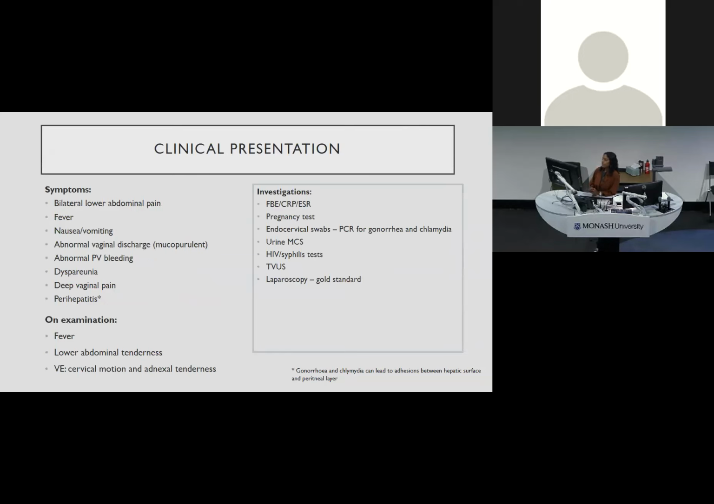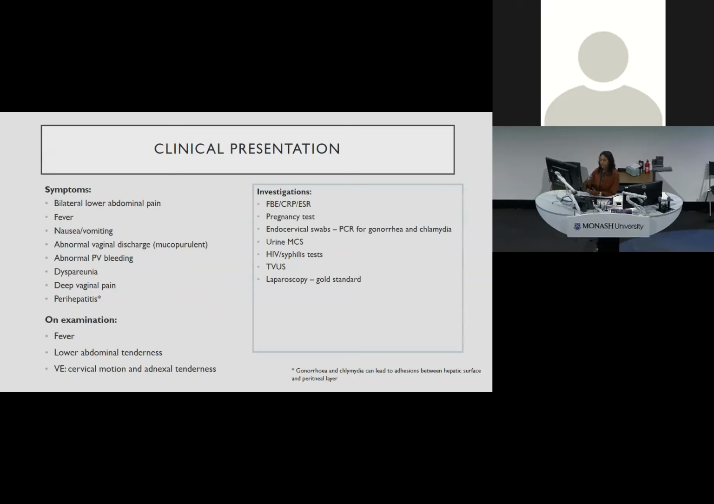Investigation. So given that they are infectious, you'd consider doing FBE, looking for your white cells, CRP and ESR, a pregnancy test because you want to rule out an ectopic pregnancy, and then you'd need to do relevant testing for the STI or for the infection. So endocervical swabs, send it for PCR for gonorrhea and chlamydia, given those are your two most common organisms. You might decide to also do urine MCS.